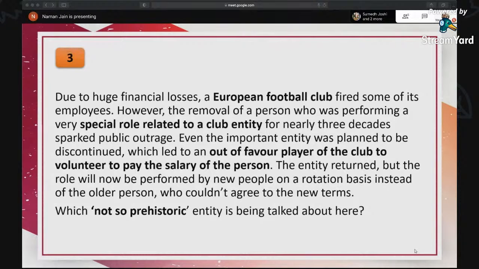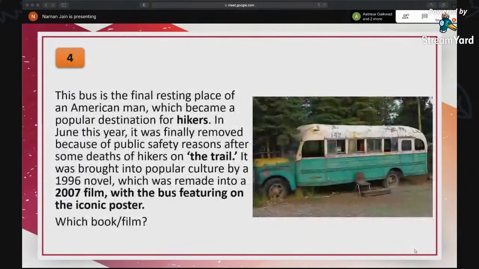Okay, moving on to question number 4. So this bus is the final resting place of an American man, which became a popular destination for hikers. In June this year, it was finally removed because of public safety reasons after some deaths of hikers on the trail. It was brought into popular culture by a 1996 novel, which was remade into a 2007 film, with the bus featuring on the iconic poster. The book and the film share the same names. Very iconic movie, well appreciated by the audience, and American man.